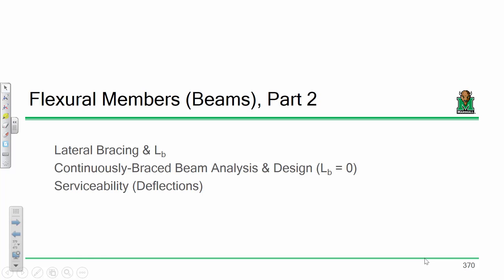So what we're going to do is look at two different cases for beams to try and not only understand beam behavior, but to navigate the spec.